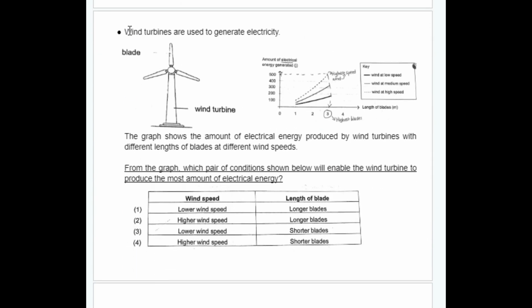Wind turbines are used to generate electricity. The graph shows the amount of electrical energy produced by wind turbines with different lengths of blades at different wind speeds. From the graph, which pair of conditions shown below will enable the wind turbine to produce the most amount of electrical energy? Wind speed, higher wind speed. Length of blade, longer blades.